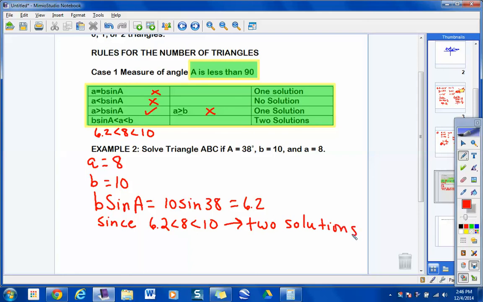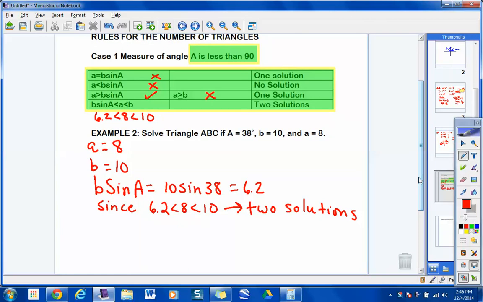All right, so let's see if we can solve those 2 triangles right here. You understand how to read this chart right here? Now keep in mind, this is just case 1, in the case where angle A is less than what? Less than 90. Case 2 is much easier. That's the case where we're going to be more than 90.